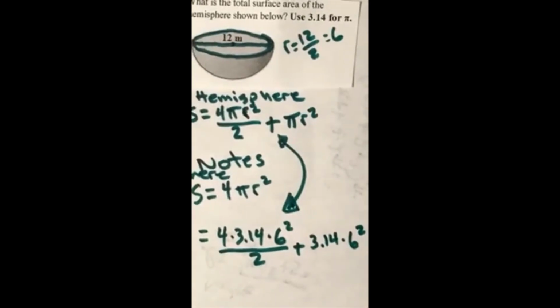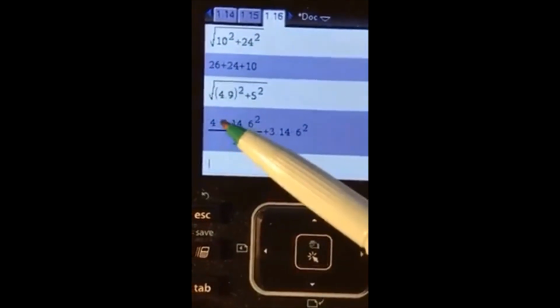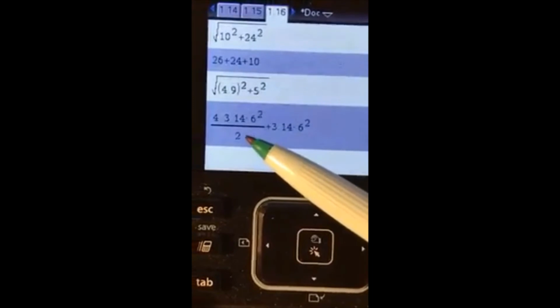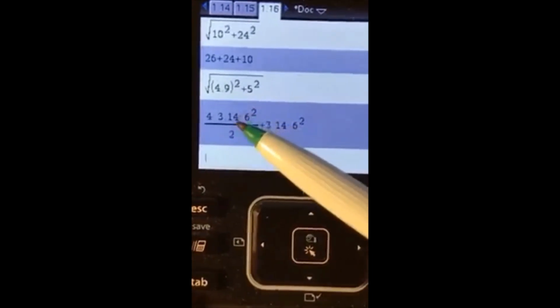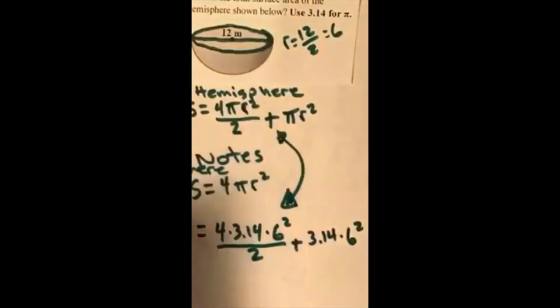Okay, so when you go to your calculator, in my calculator, just like this, you get your control divide, you set up your first fraction, and then you put plus and then the area of the circle, and then that gives you your final answer.